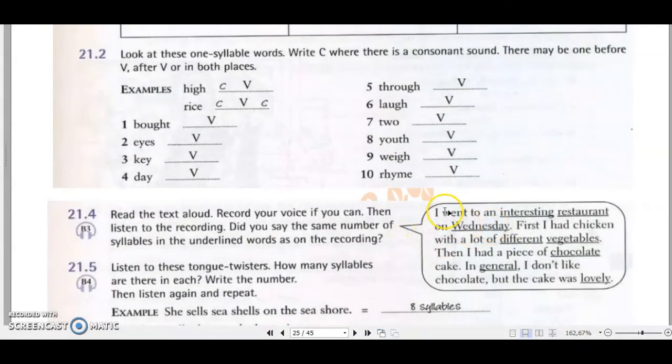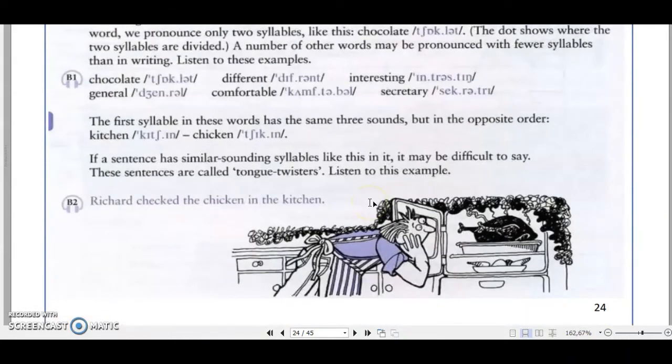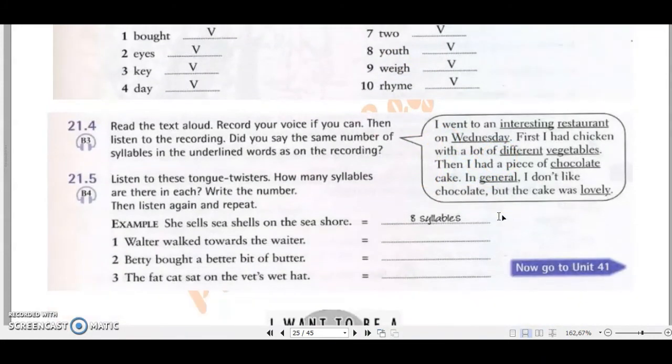I went to an interesting restaurant on Wednesday. First I had chicken with a lot of different vegetables, remember? Then I had a piece of chocolate. So be careful. Record yourself reading this and try to pay attention to the underlined words, in the sense of how they are pronounced similarly to what you have here, okay? So do this and send the recording. This is the only thing that you have to send from this task, okay?